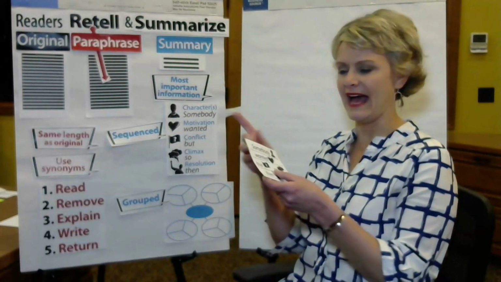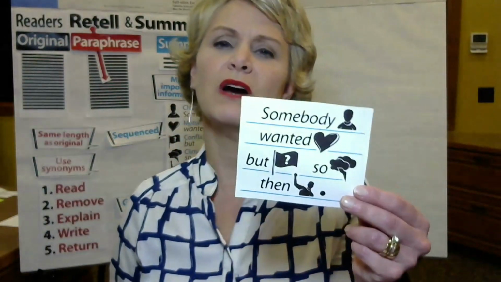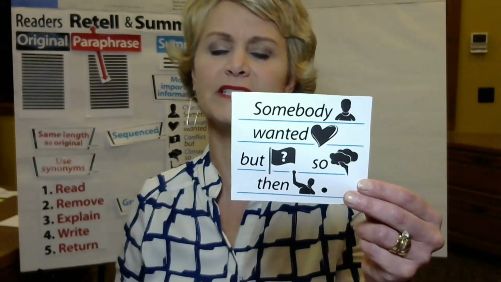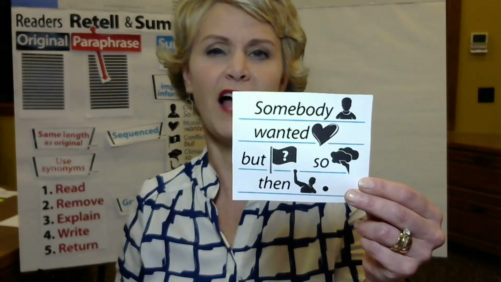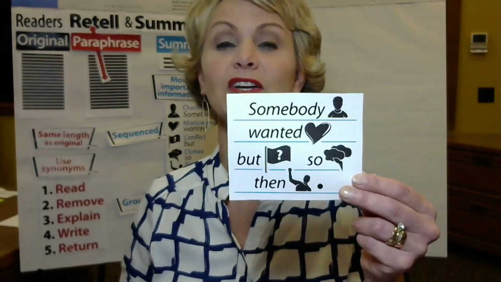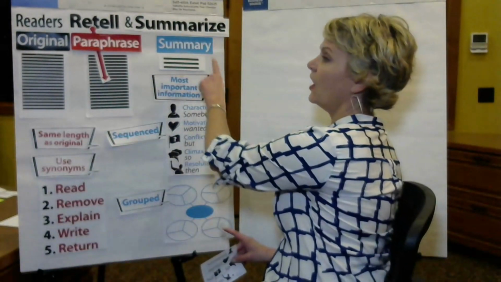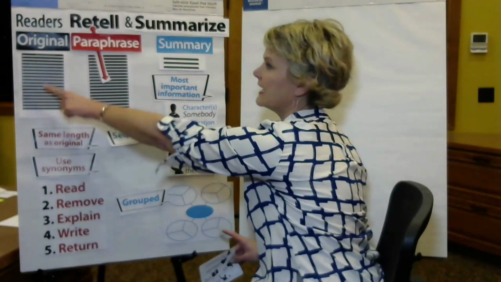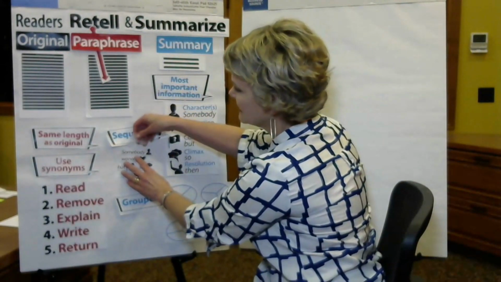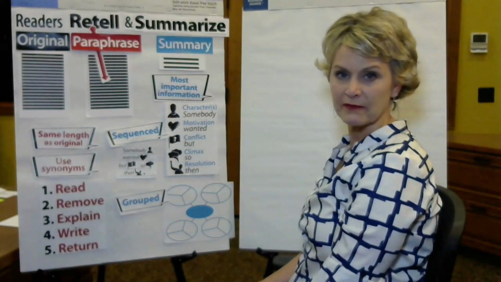I'm going to add this little image to our anchor chart. Now it has the somebody wanted but so then on it. It's the same, but do you see the period? Do you see the lines? Because remember, what we're working on is summarizing in writing. And so if we read a long story and wanted to write a summary, we now know we could say that whole story in a 1 or 2 sentence summary.